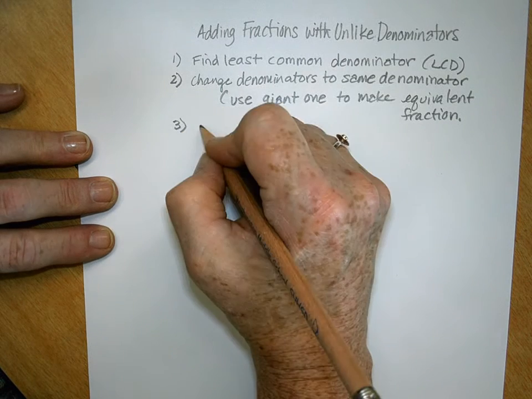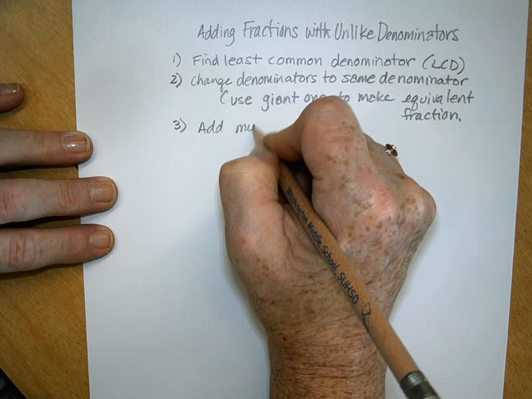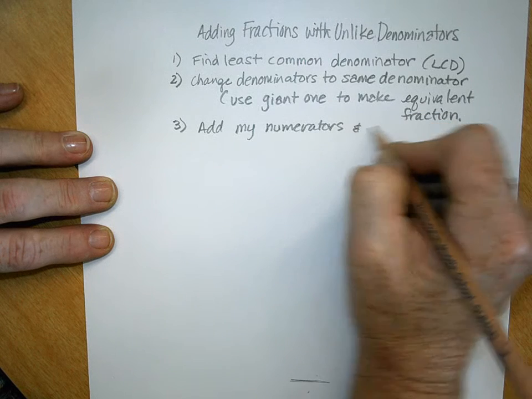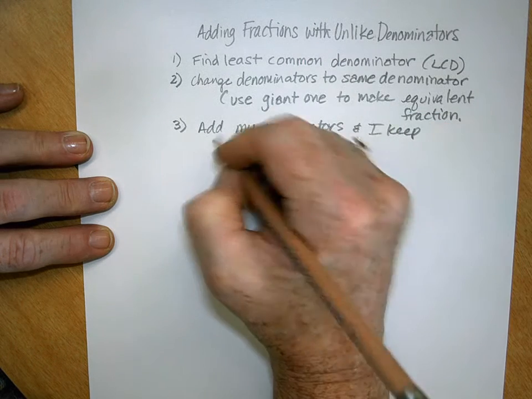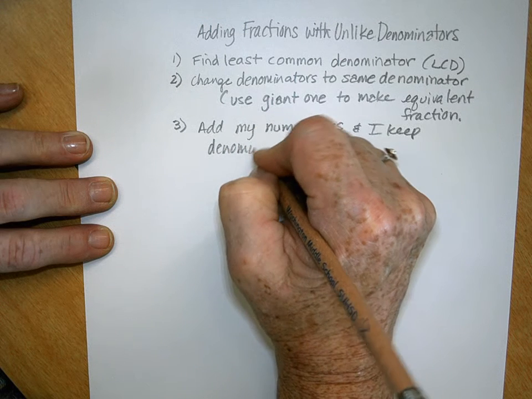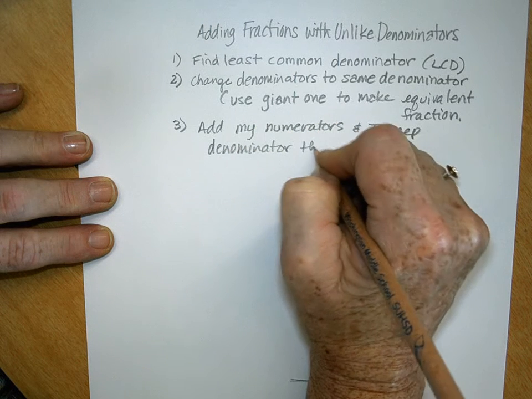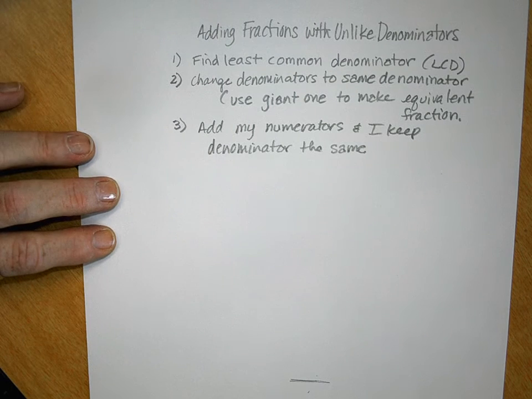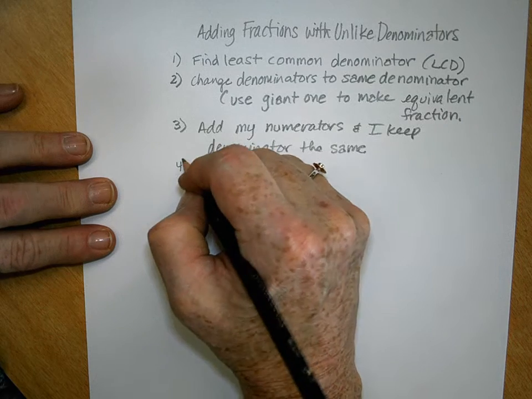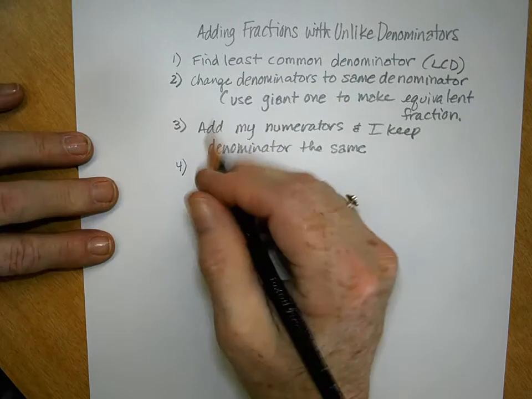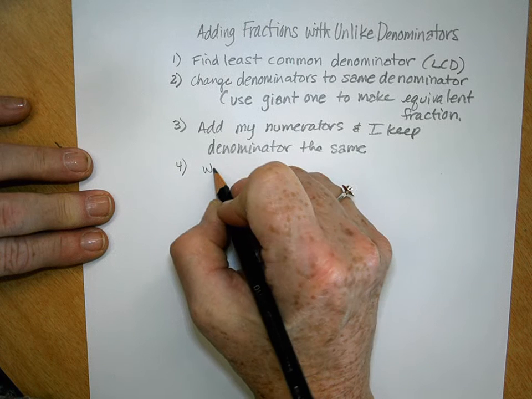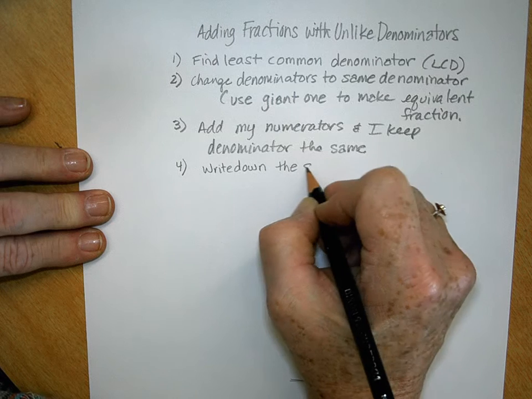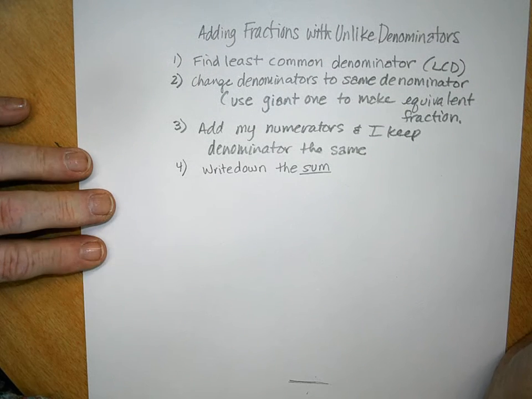The third step is I add my numerators and I keep the denominator the same. Finally, I write down the sum. Sum is the answer to an addition problem.